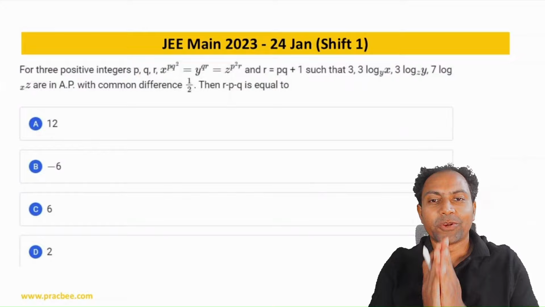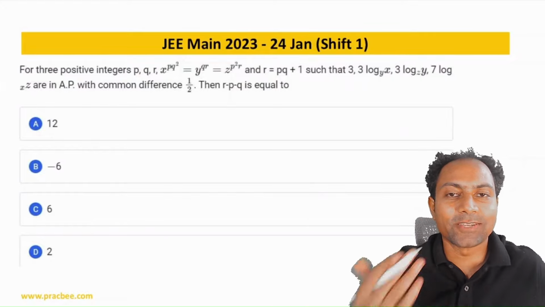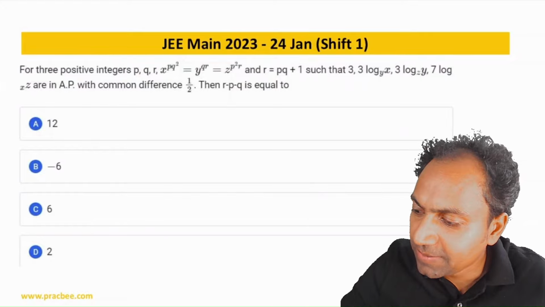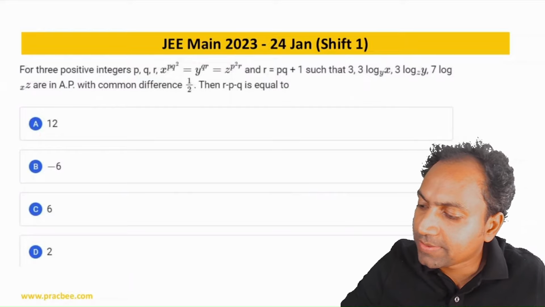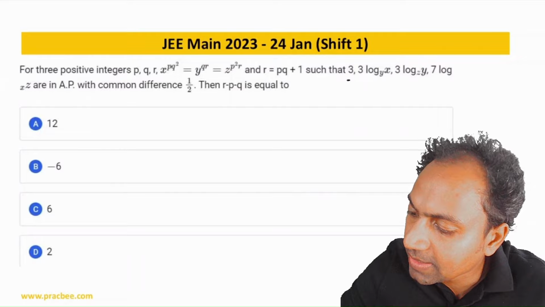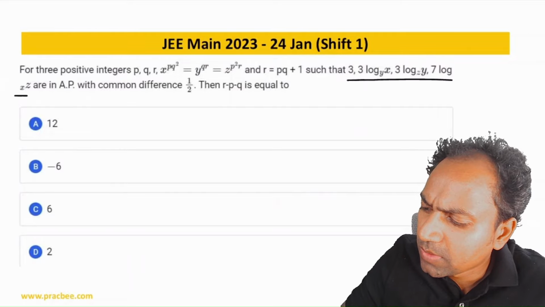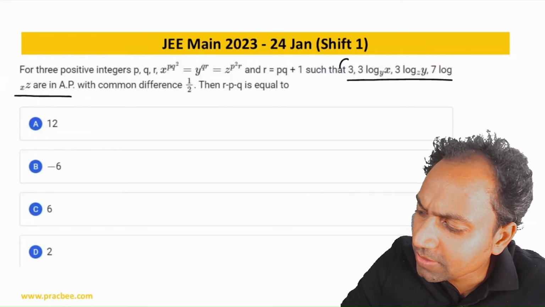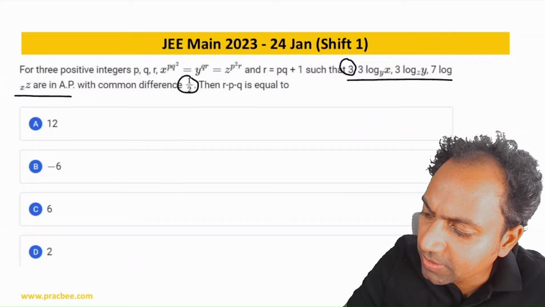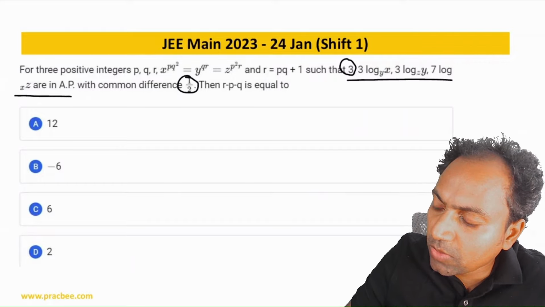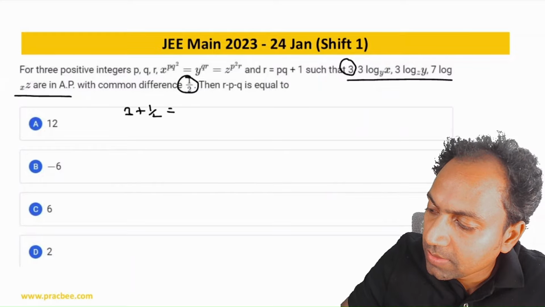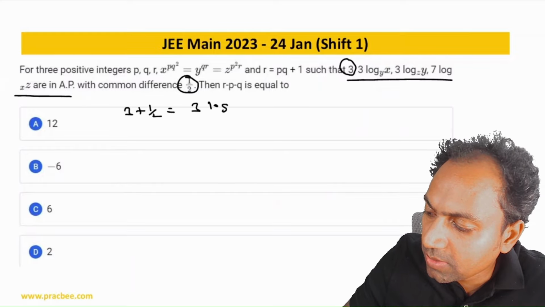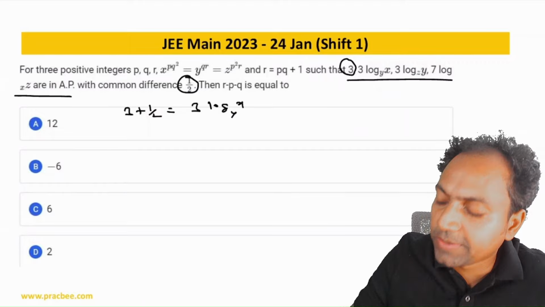Now let us look into this next question. Again, it tries to combine both the ideas. Let us see. So in this question, if I start from this part, they have given this arithmetic progression whose first term we know is nothing but 3 and the common difference is nothing but 1 by 2. So if I want to write the second term, it is going to be a plus d. So this is going to be 3 log x to the base y.